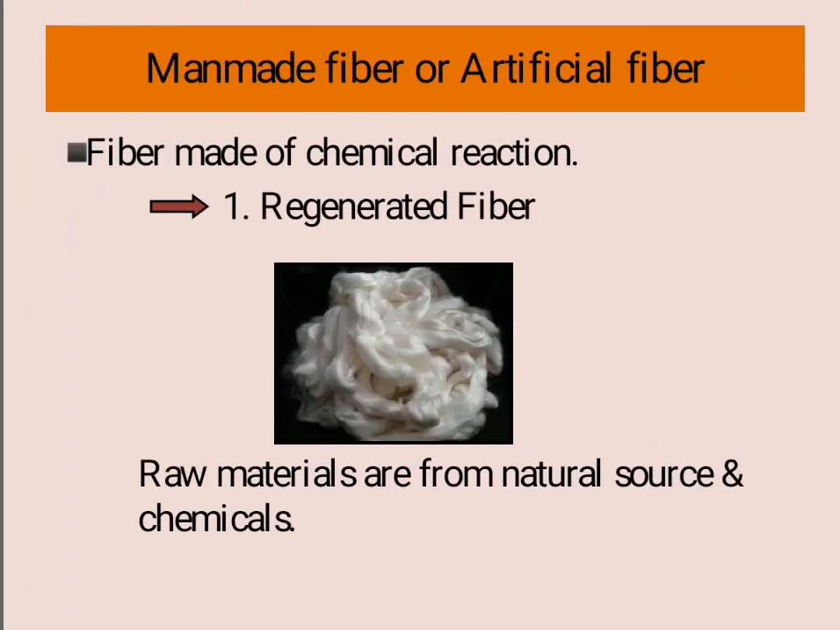Man-made fiber or artificial fiber. Fiber made by chemical reaction. The first one is regenerated fiber. The regenerated fiber is created by dissolving the cellulose of plant fiber in chemicals and making it into a fiber again. This process is called regenerated. The regenerated fiber raw materials are natural sources and chemicals. This is a regenerated fiber, a rayon.